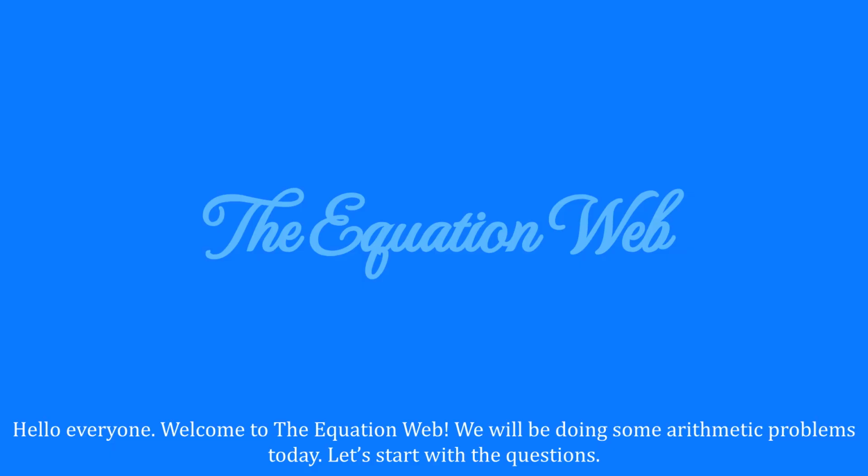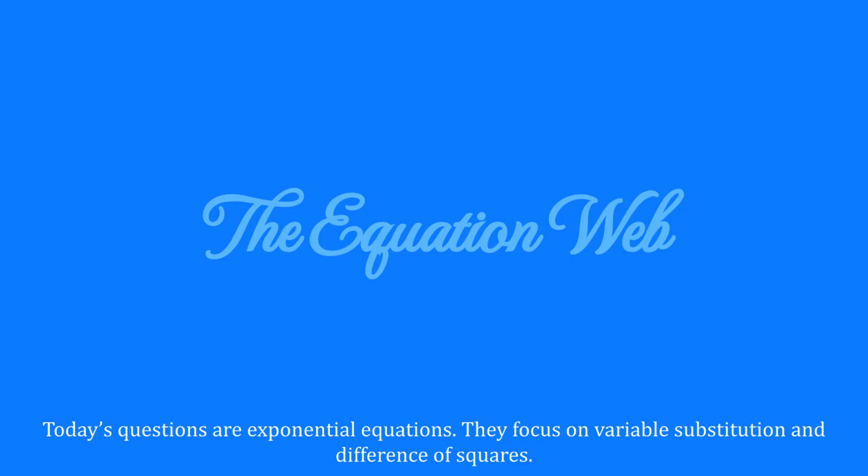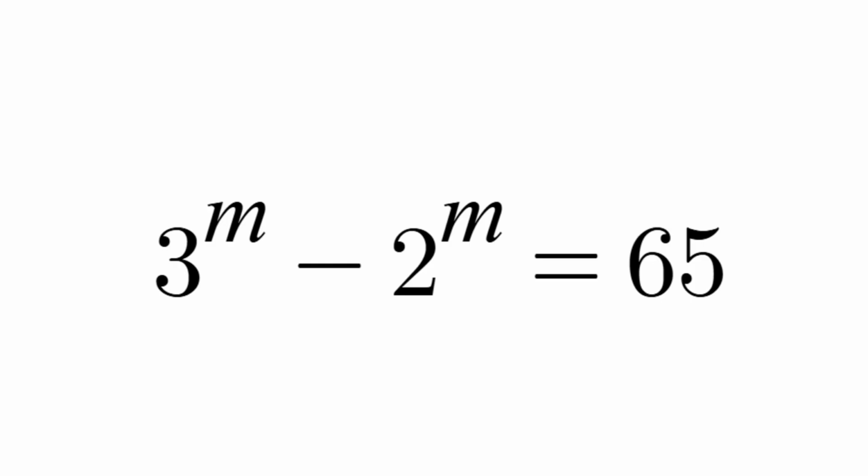So let's start with the questions. Today's questions are exponential equations, and they will focus on variable substitution and difference of squares. So today's question is 3 to the m minus 2 to the m is equal to 65. This will have a really simple solution, but I will show the technique behind it so you can solve any of these types of equations. So I will give you guys some time to try this.